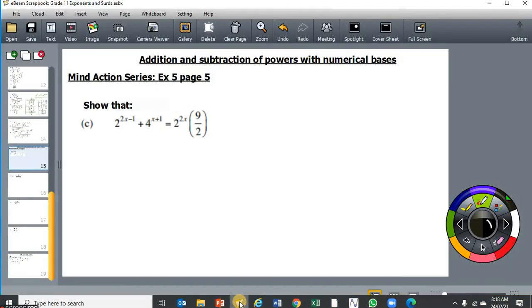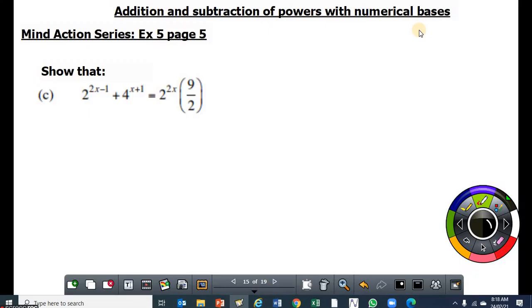So the first question, this question here, you're supposed to prove that the left-hand side is equal to the right-hand side. Now, when you are proving, always look at both sides of an equation and determine which side is the simplest. The one which is the simplest, that's the one you can easily simplify to get the other side. All right?